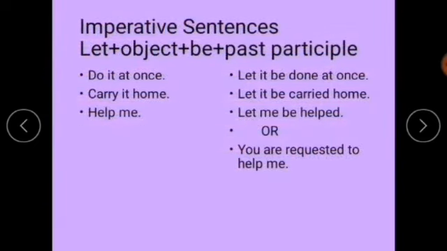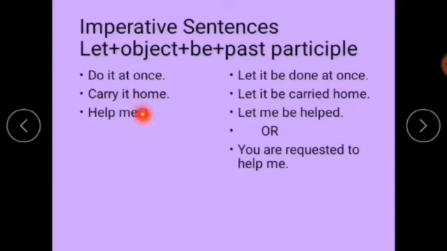Imperative sentences. Passive structure: let, object, then be, then past participle. It is known to us that imperative sentences are used to show request, command, order, etc. Do it at once. Let it be done at once. Let, then object, it, then be, then past participle, verb third form, done at once. Carried home. Let it be carried home.